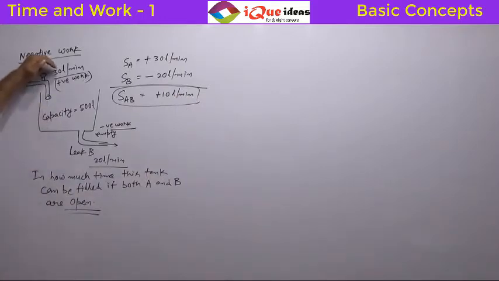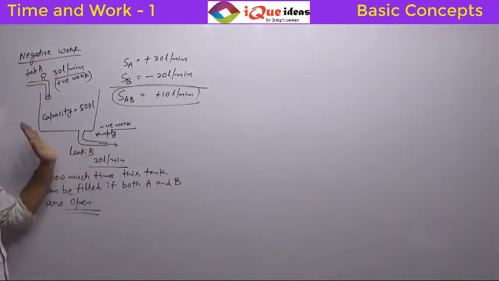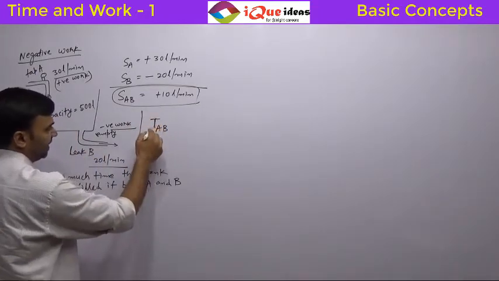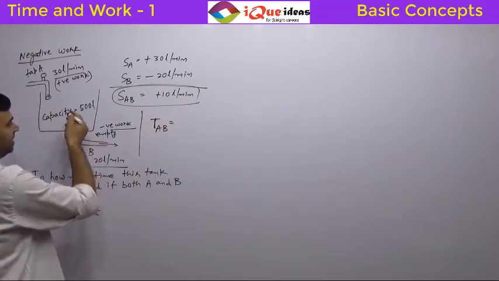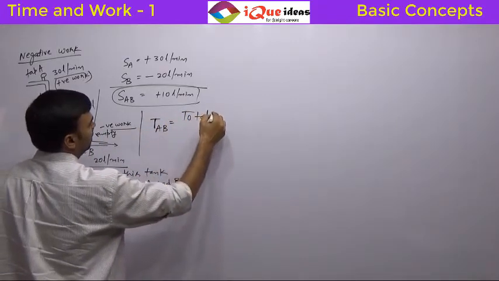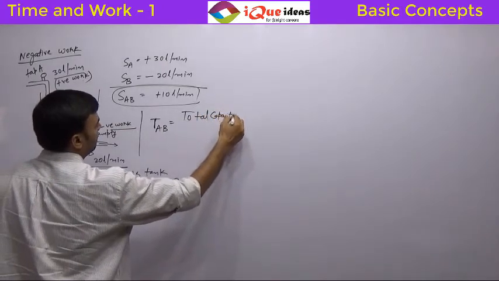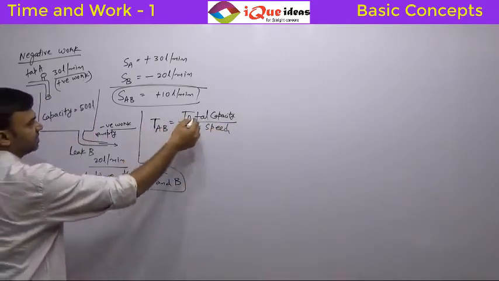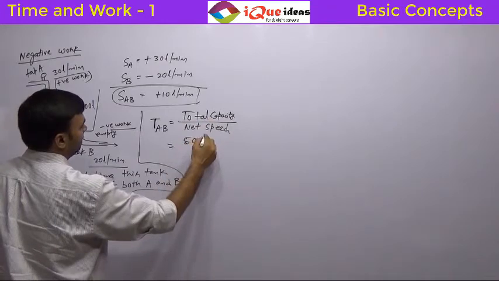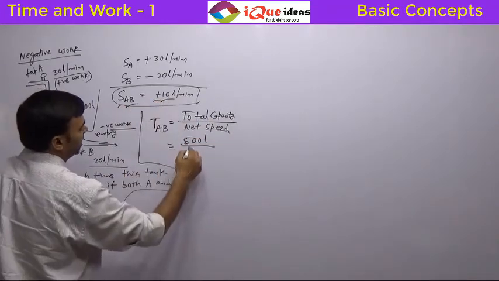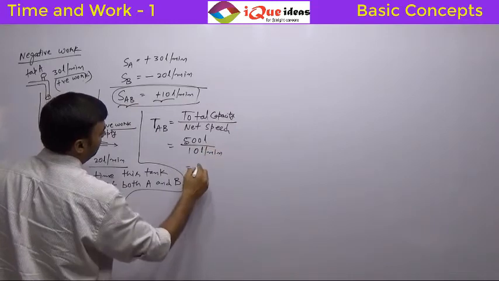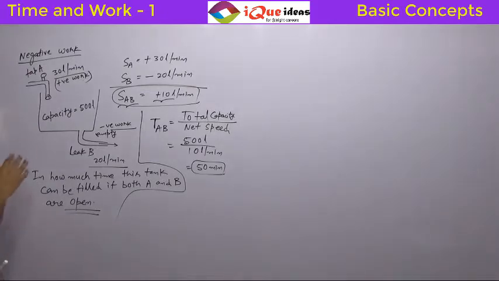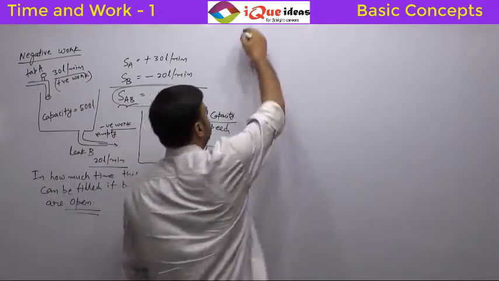Always remember, if the filling speed is higher and the emptying speed is lower, the tank can be filled. So the time taken to fill the tank when both A and B are open, the time together for AB, will be equal to the total capacity, that is total work, divided by the net speed. That method does not change. The calculation of time does not change. So total capacity is 500 liters and net speed is the combined speed of AB, that is 10 liters per minute, which gives 50 minutes. So the tank will be filled in 50 minutes. Alright, so this is the basic logic of negative work. Let's take some questions on this.